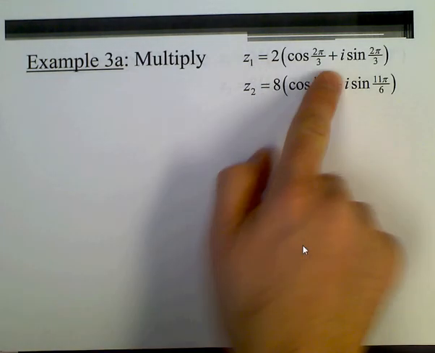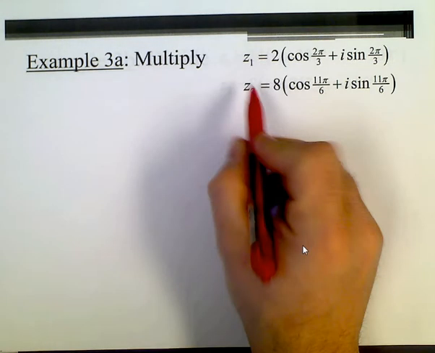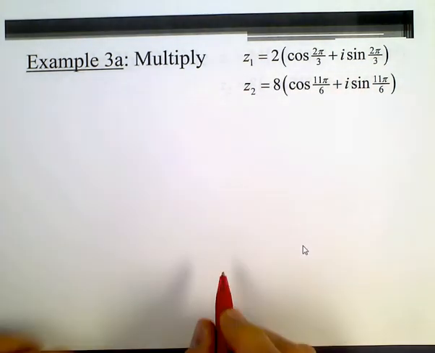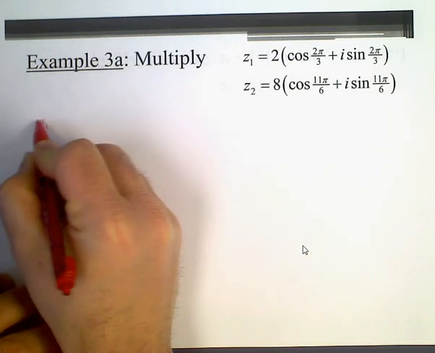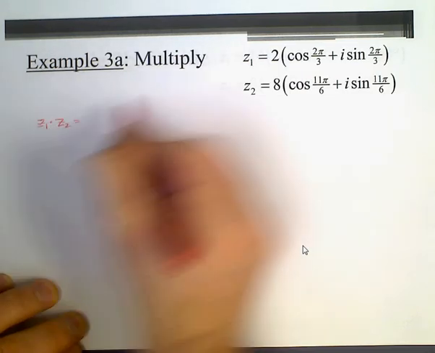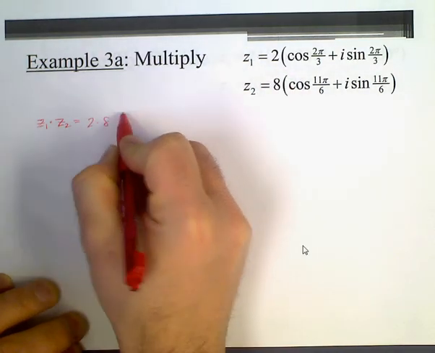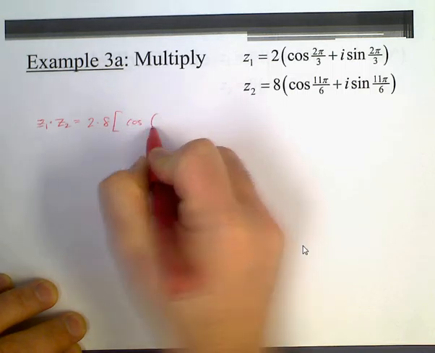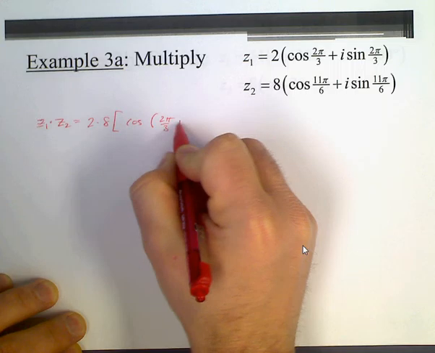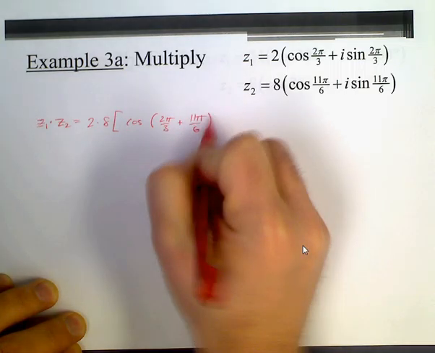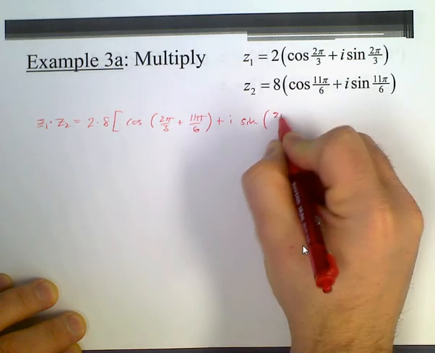So we've got two complex numbers defined in trigonometric form here. We've got Z1 and Z2. You can read the details there. So following the formula to multiply Z1 times Z2, take R times R, 2 times 8. And then it's going to be the sum of the two angles. Plus i times the sine of the sum of the two angles.